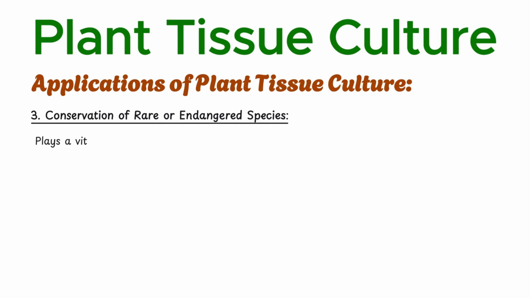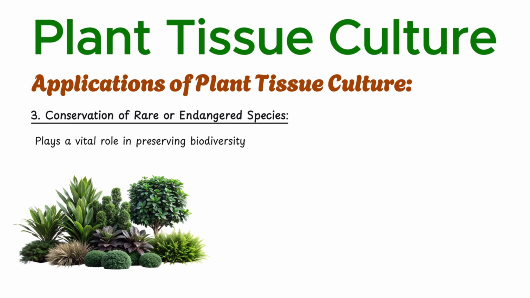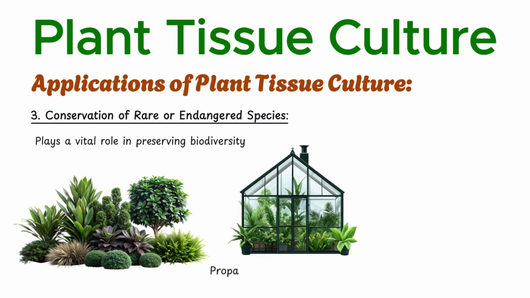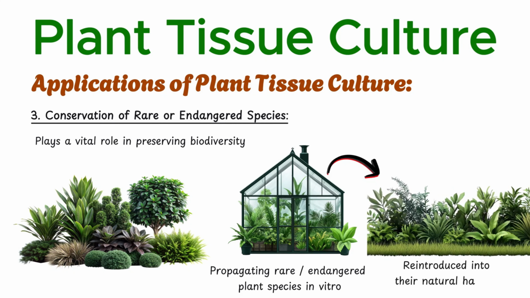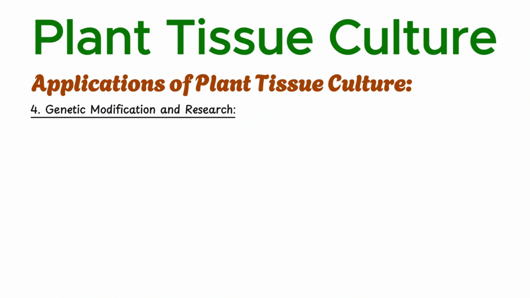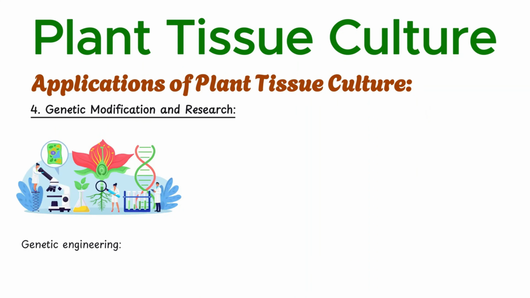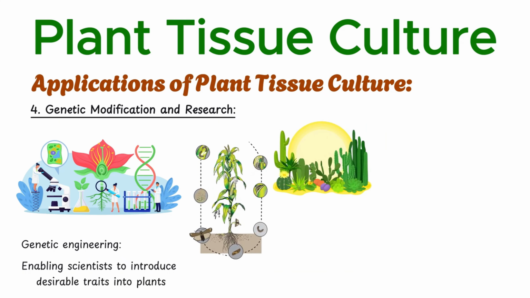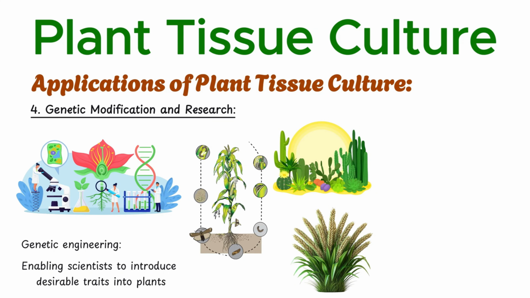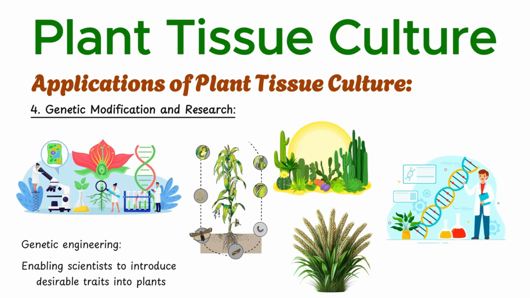Tissue culture plays a vital role in preserving biodiversity by propagating rare or endangered plant species in vitro. These plants can later be reintroduced into their natural habitats, aiding in conservation efforts. This technique provides a platform for genetic engineering, enabling scientists to introduce desirable traits into plants, such as pest resistance, drought tolerance, or enhanced nutritional value. Tissue culture is an essential tool for advancing crop genetics.